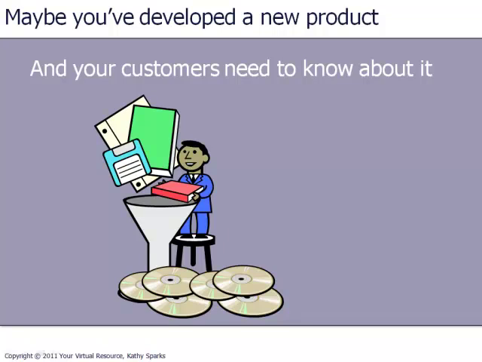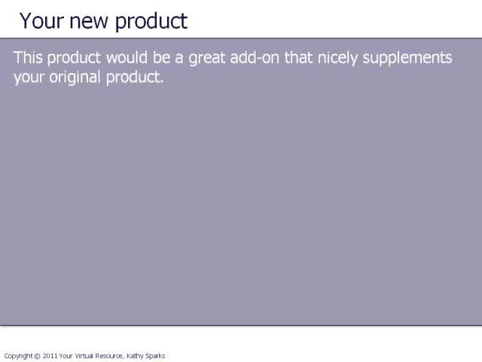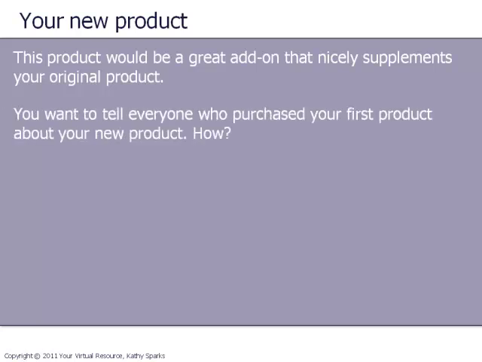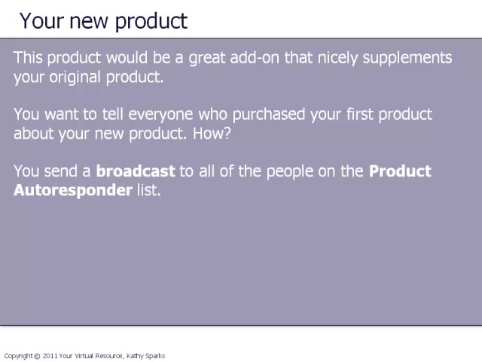Well, maybe you've developed a new product and your customers need to know all about it. This product would be a great add-on that nicely supplements your original product. You want to tell everyone who purchased your first product about your new product. Well, how would you do that? You send a broadcast to all the people on the product autoresponder list.